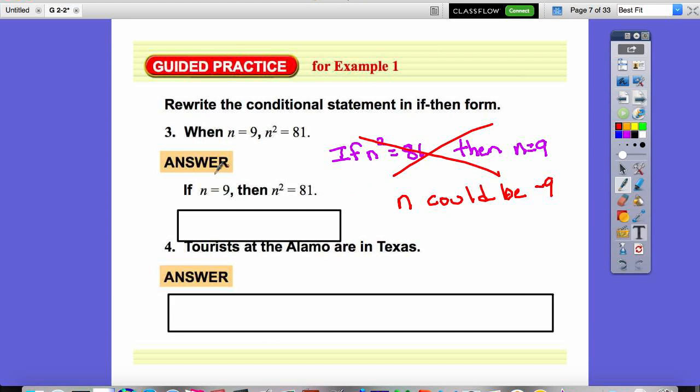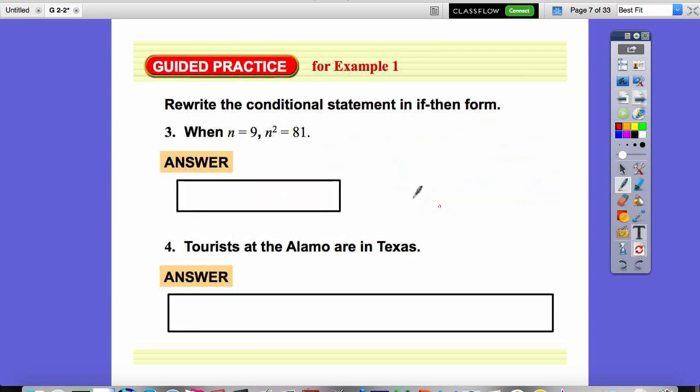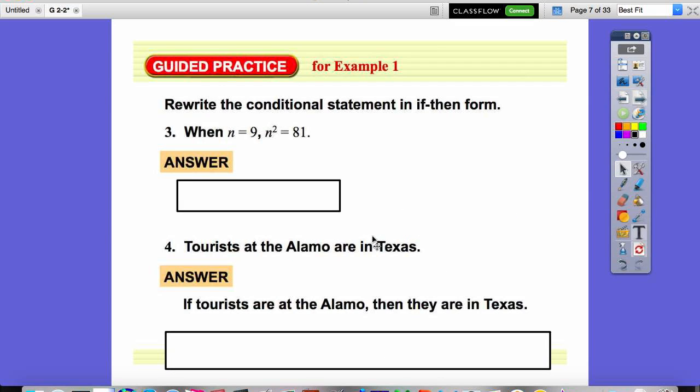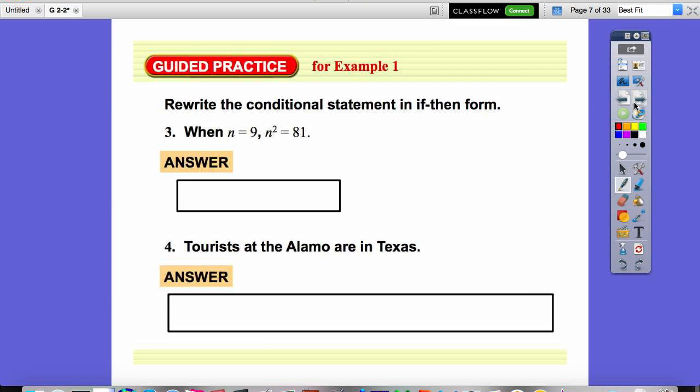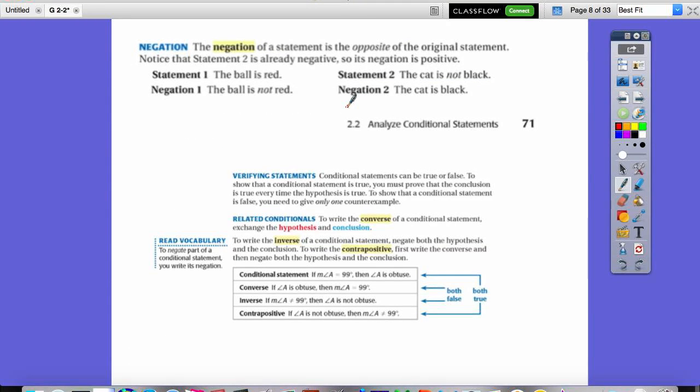Right now, we're working on just writing this as a true if-then statement. Sometimes they work in reverse. Tourists at the Alamo are in Texas. So if tourists are at the Alamo, then they are in Texas because the Alamo is in Texas. But if tourists are in Texas, they're not necessarily at the Alamo. There are lots of other places you can be. So you can't always work these backwards, and they still work. So let's look at some of that.